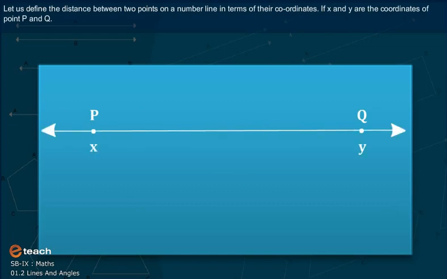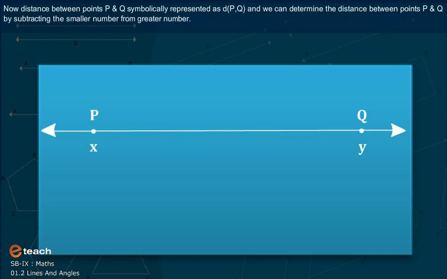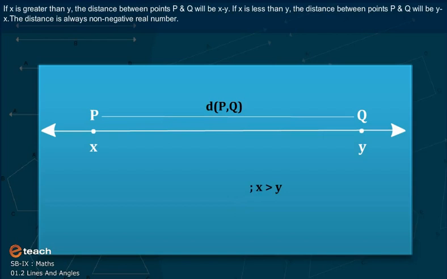If x and y are the coordinates of points P and Q, the distance between points P and Q is symbolically represented as d(PQ). We can determine the distance between points P and Q by subtracting the smaller number from the greater number. If x is greater than y, the distance between points P and Q will be x minus y. And if x is less than y, the distance between points P and Q will be y minus x. The distance is always a non-negative real number.